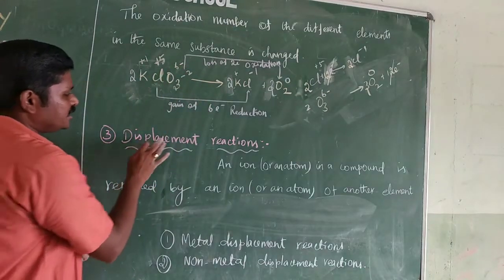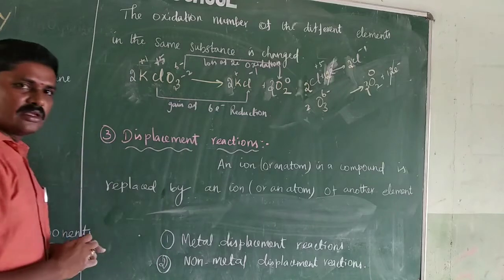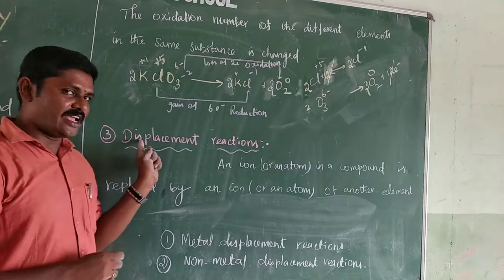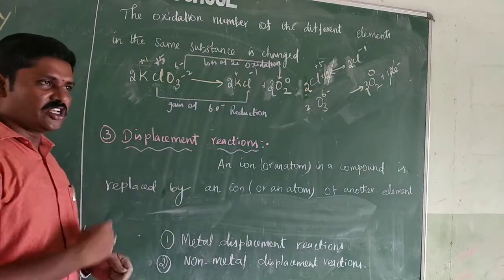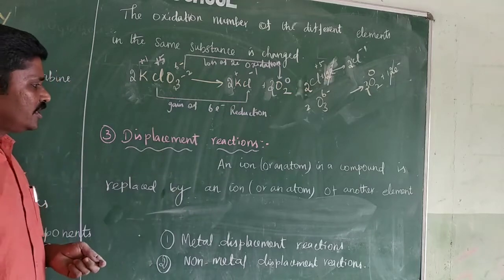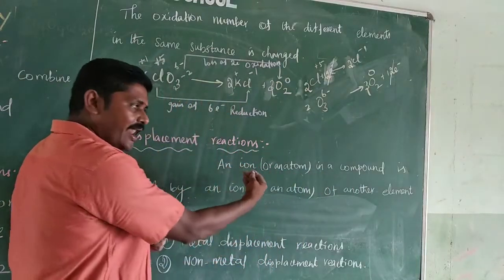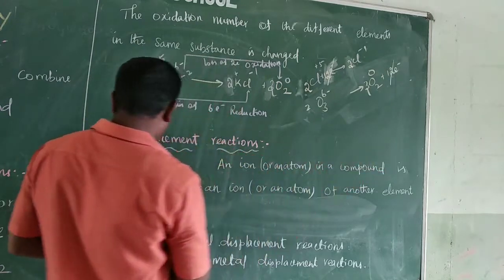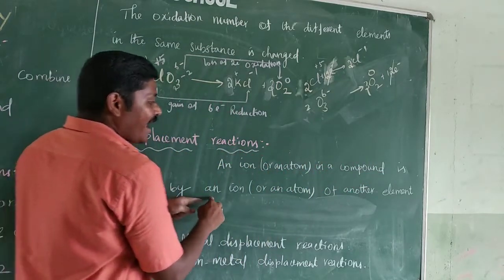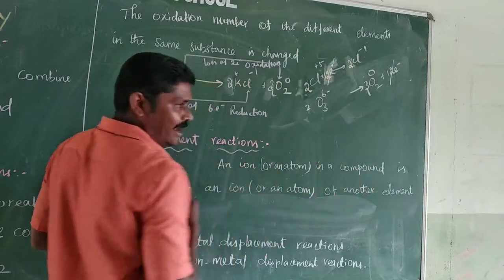The next, displacement reaction. The third type of redox reaction is displacement reaction. An ion or atom in a compound is replaced by an ion or atom of another element.